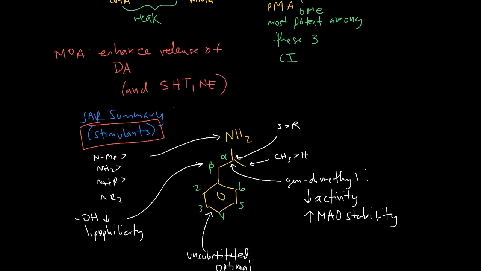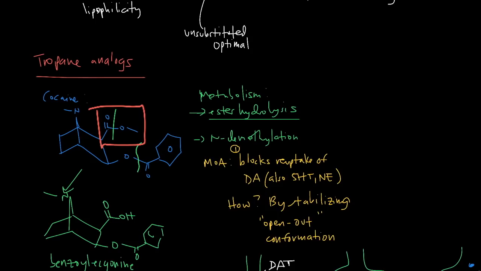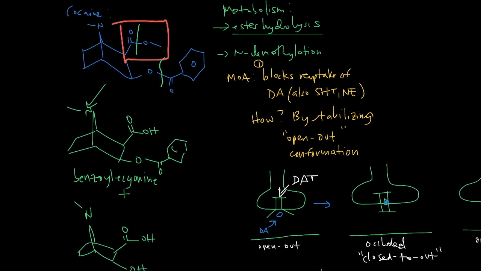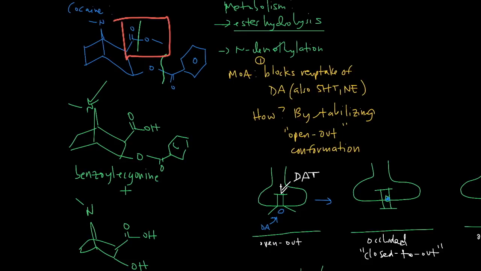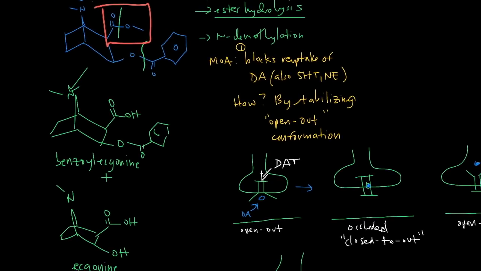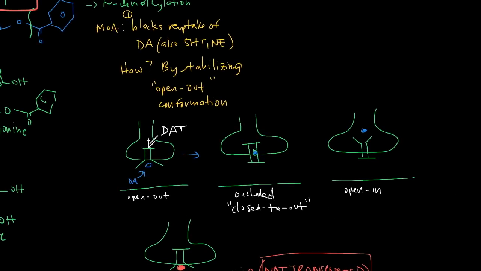Here's your summary of your SAR. Your tropane analogs include cocaine, which undergoes metabolism by ester hydrolysis and N-demethylation. Hydrolysis at the non-benzoyl group is preferred because there's less steric hindrance. It can access that top ester group faster than the benzoyl group. Mechanism of action: it blocks reuptake of dopamine and also serotonin and norepinephrine. How? By stabilizing the open-out conformation.